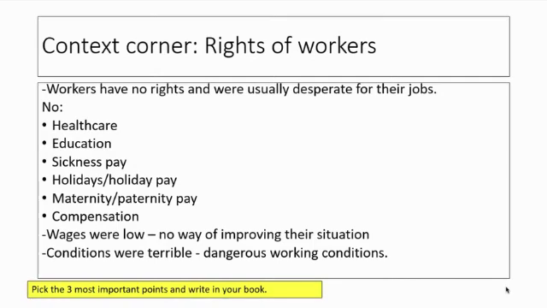Now, wages were low, and therefore the people who worked in these factories in Victorian England had no way of working their way out of poverty. If they couldn't access education, if they weren't supported in accessing education, then they were never going to be able to lift themselves out of poverty. The conditions were terrible. They were very dangerous working conditions, and many people were injured and died as a result of working in industrial London. So you now need to pick the 3 most important points and write them in your book, and I will do this along with you.